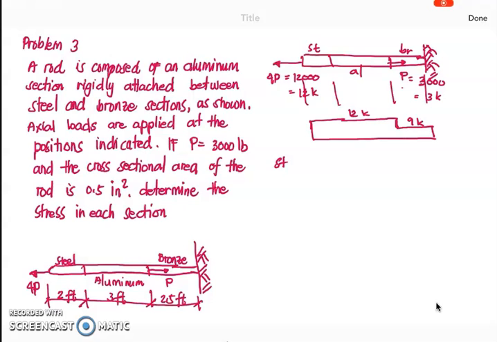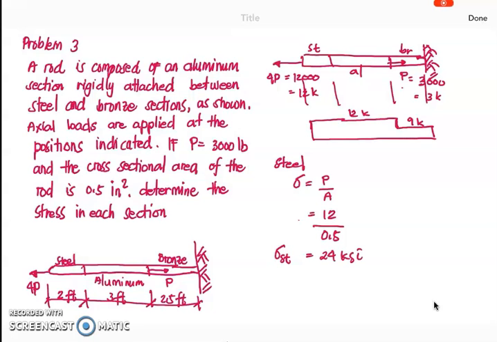So let's start with the steel. Of course the formula is stress is equal to P all over A. Substituting the given values for P and A, our P here is equal to 12. And of course, our area is given, the area of the rod is 0.5. So if we try to get now the stress on the steel, we have here 24 ksi.